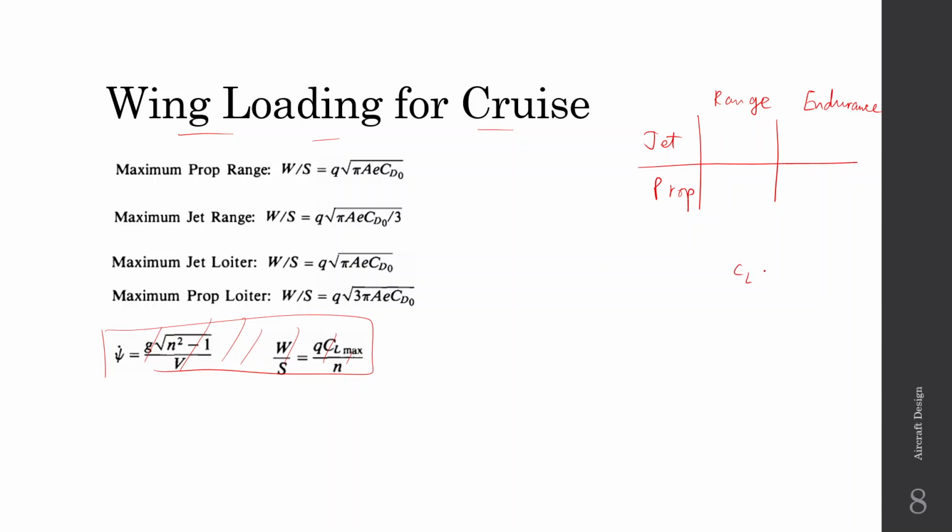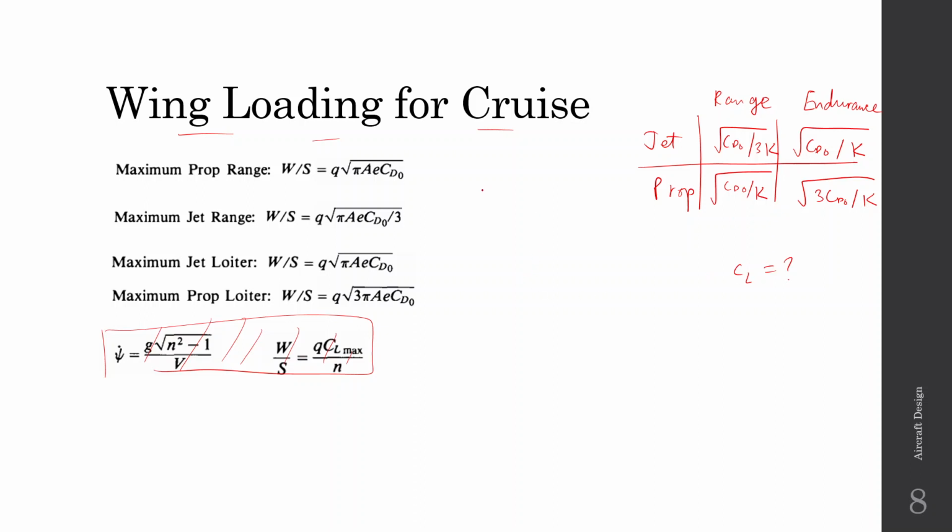So here I will discuss CL. What is CL? Okay. So for propeller planes, it is CD naught by K. For jet, if you want to maximize for range, it is CD naught by 3K. And for jet, if you want to maximize endurance, it is CD naught by K. And for this, it is 3 CD naught by K. So these are the CL values.